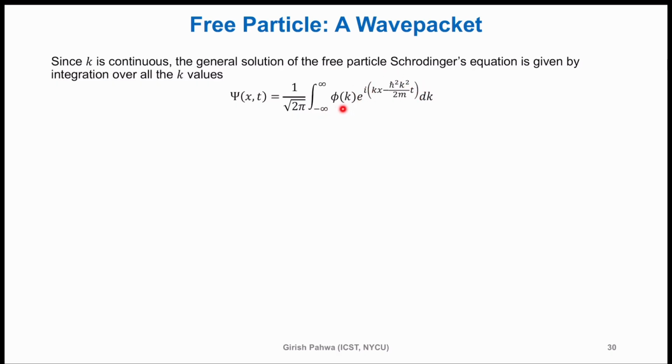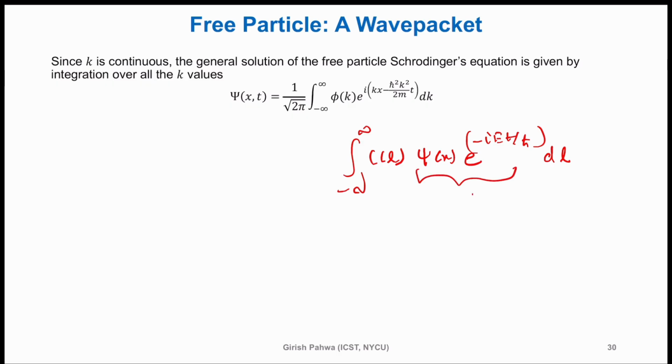And what is this phi k? You remember what I wrote: C_L psi of x e to the power minus iota E t over h bar, dL. This is what we wrote, right? And this was my capital psi. So this is capital psi, and corresponding to this c, I have, say, this phi, and this dL is dk.